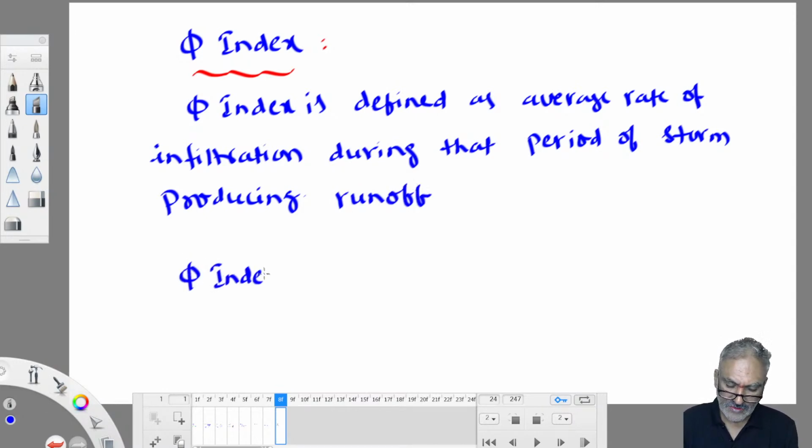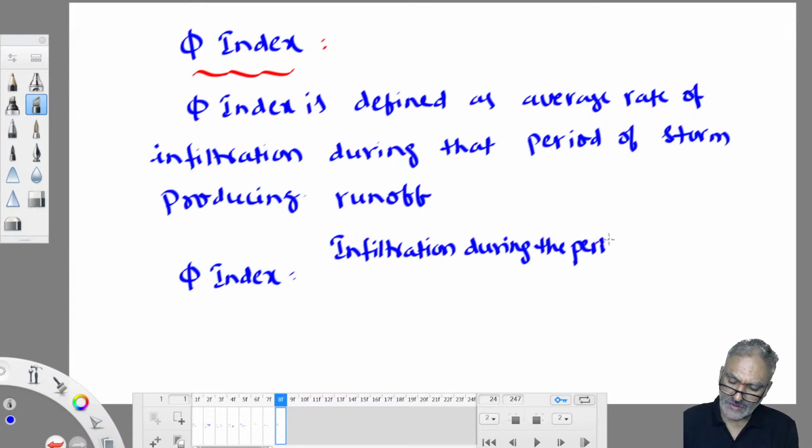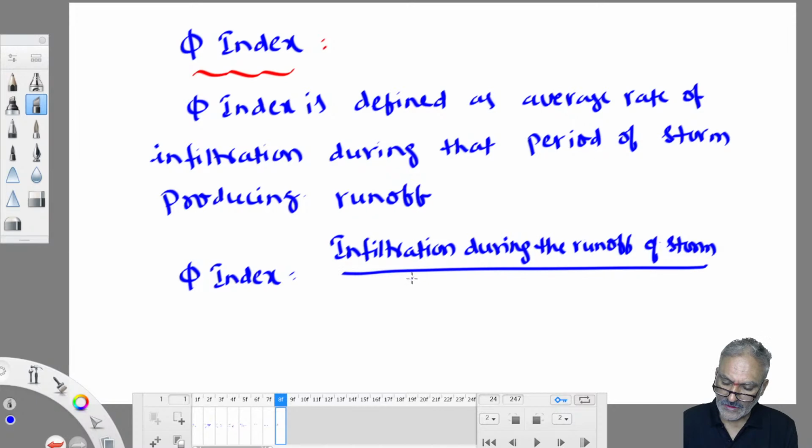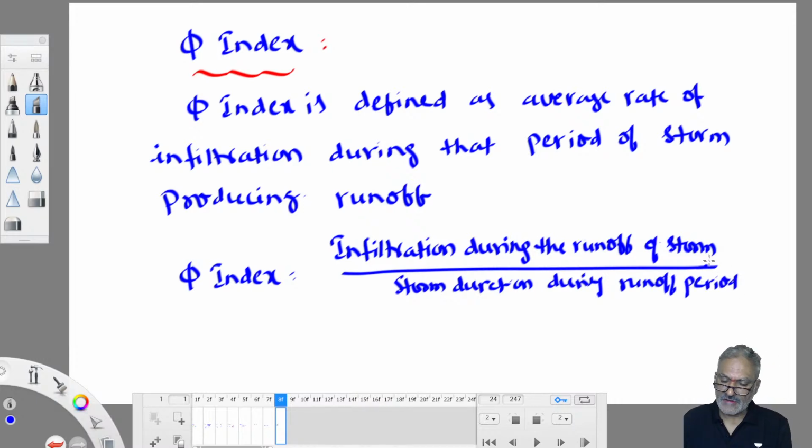So how can we define it? The pi index is equal to the infiltration during the runoff period of a storm, divided by the duration of runoff, that is, the storm duration during runoff. If you take this, you will get the average rate of infiltration.